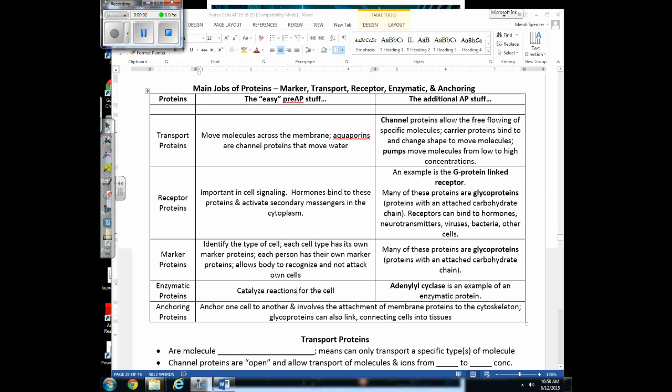Now, the table that I created here is trying to summarize some of the information that you need to know about these different types of proteins. I divided it into information that you already were taught in pre-AP and some additional information that you need to pick up from this lecture. But I don't want to talk about all this information right here because I like to refer to diagrams and charts to help you better understand some of these concepts.